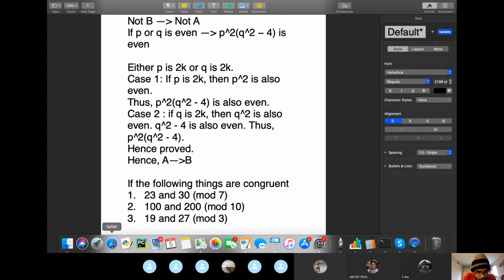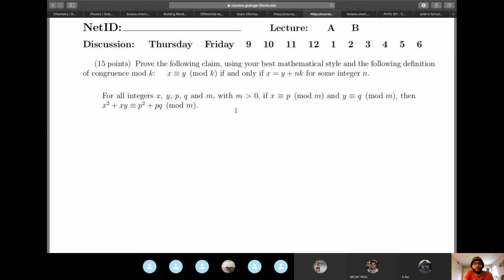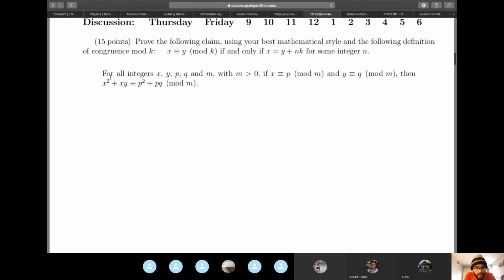So what are we asked to prove? Let's not look at this particular thing now. We will look at that later. We will first look at this particular thing. It says for all integers x, y, p, q and m, these are all integers. Remember, these are some integers. You don't know who they are, but they're just integers. With m greater than 0, that's very important. m is greater than 0.